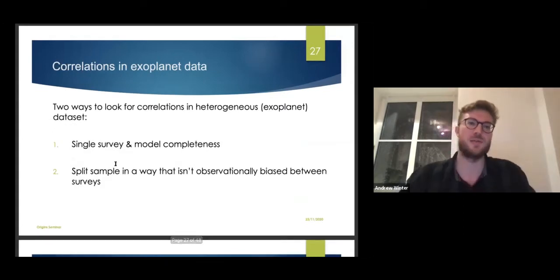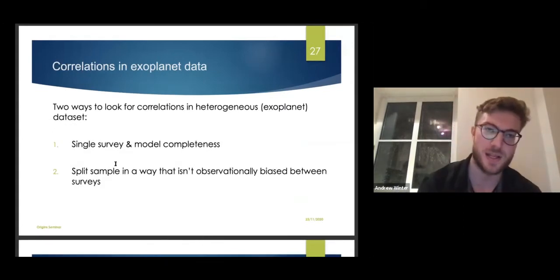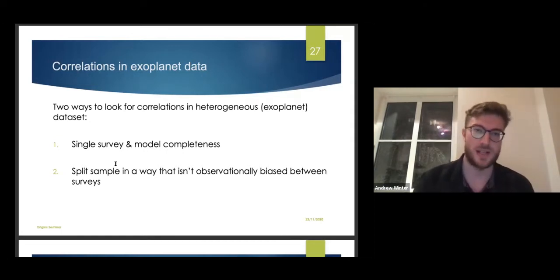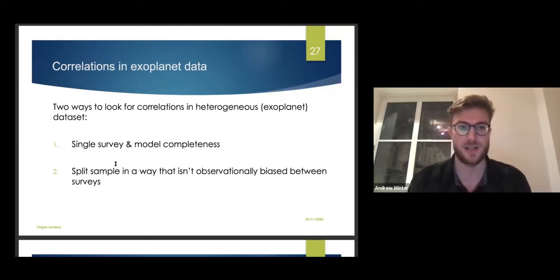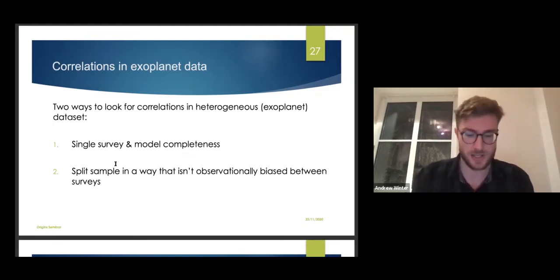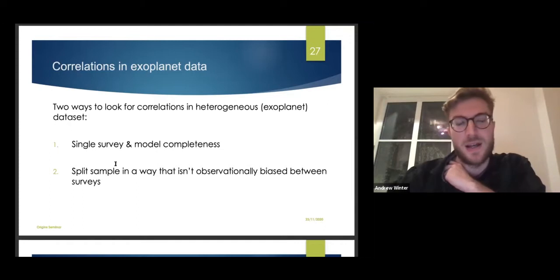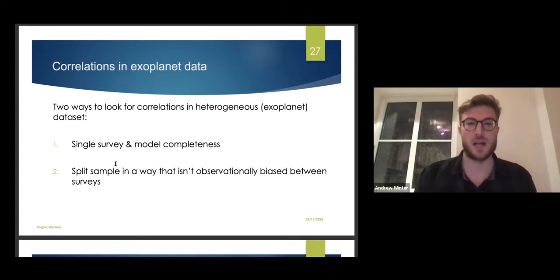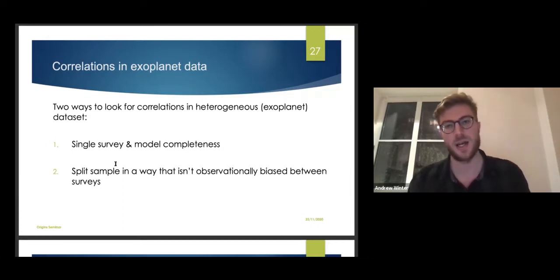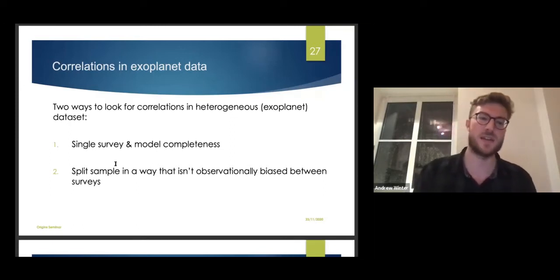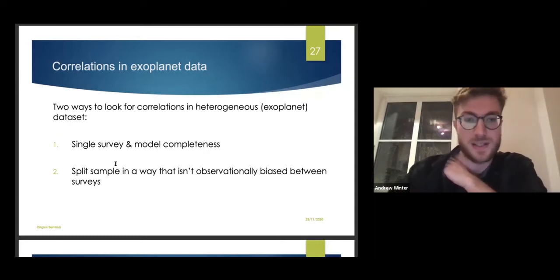So with that in mind, we can ask how we can look at correlations in the exoplanet data. There are two ways to look for correlations in such a heterogeneous data set as the NASA Exoplanet Archive. The one that is nearly always used is to isolate a single survey, model the completeness of that survey for a given set of planet properties, and then compare that to a model. So you run your model through it. The other way is to split a sample up in a way that isn't observationally biased between the surveys. If you have another data set which you can use to split up the sample in a way that isn't biased between different surveys, then that is another valid way of detecting correlations in exoplanet data.